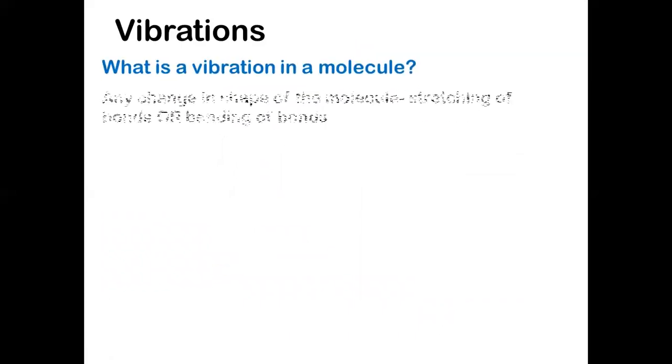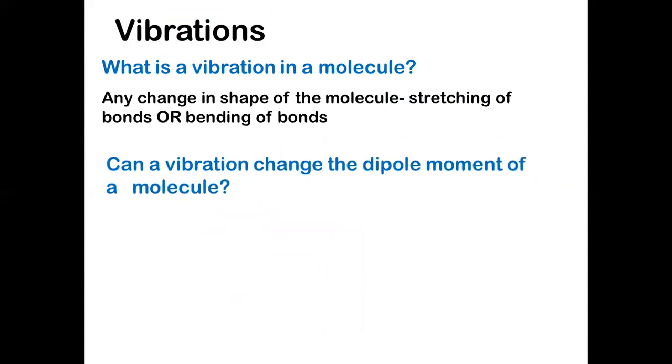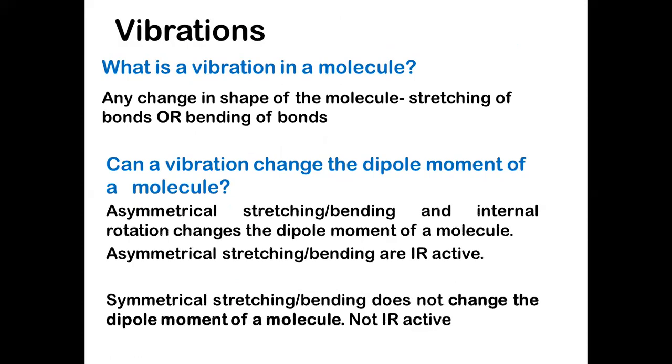Okay, so let us see what vibration in a molecule is. Any vibration in the molecule is a change in the shape of the molecule, which is accompanied by a change in the bond length or bending of a bond, a change in the bond angle. The second important question you have to answer is whether during vibration there is a change in the dipole moment of the molecule. If there is going to be a change in the dipole moment of the molecule, then only infrared radiation will be absorbed.